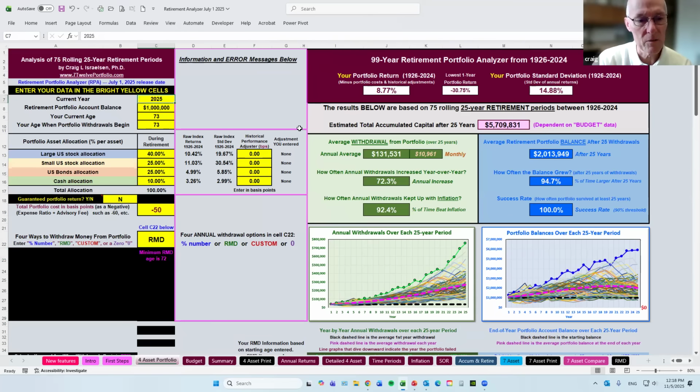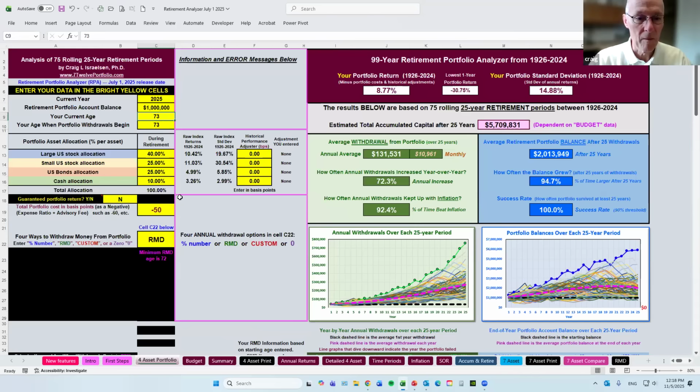So the bright yellow cells are where the user enters data. Pretty straightforward stuff. Let's enter 2025 as the current year. Just to make things easy, $1 million as the retirement account balance. And again, to keep things easy, let's just say that the current age is 73 years of age, and that coincides with RMD, and RMD is selected right down here.